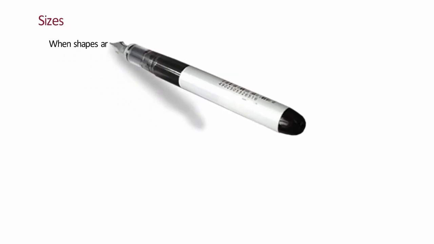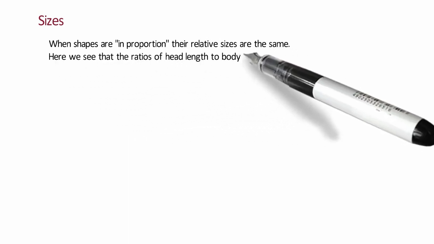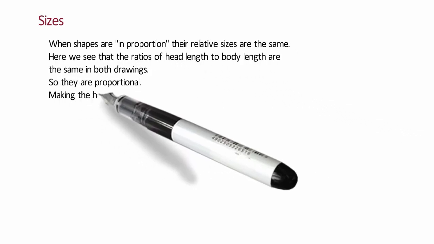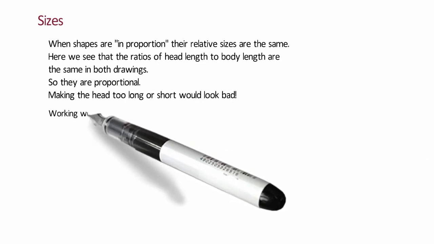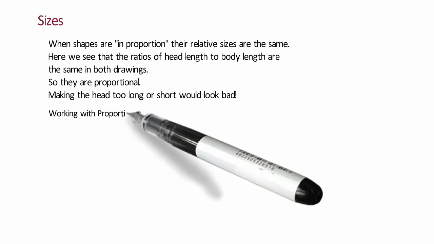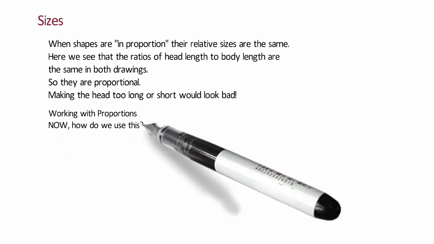Sizes. When shapes are in proportion, their relative sizes are the same. Here we see that the ratios of head length to body length are the same in both drawings, so they are proportional. Making the head too long or short would look bad. Working with proportions.